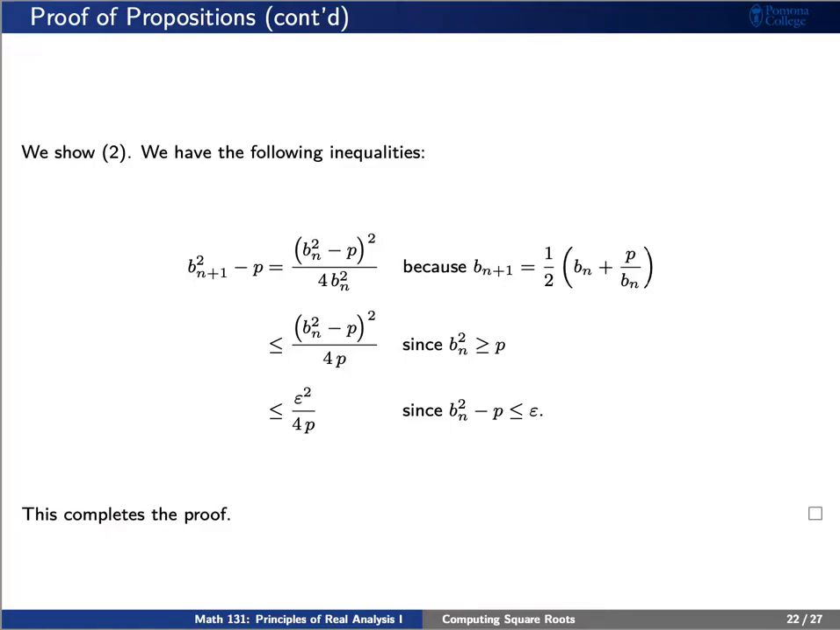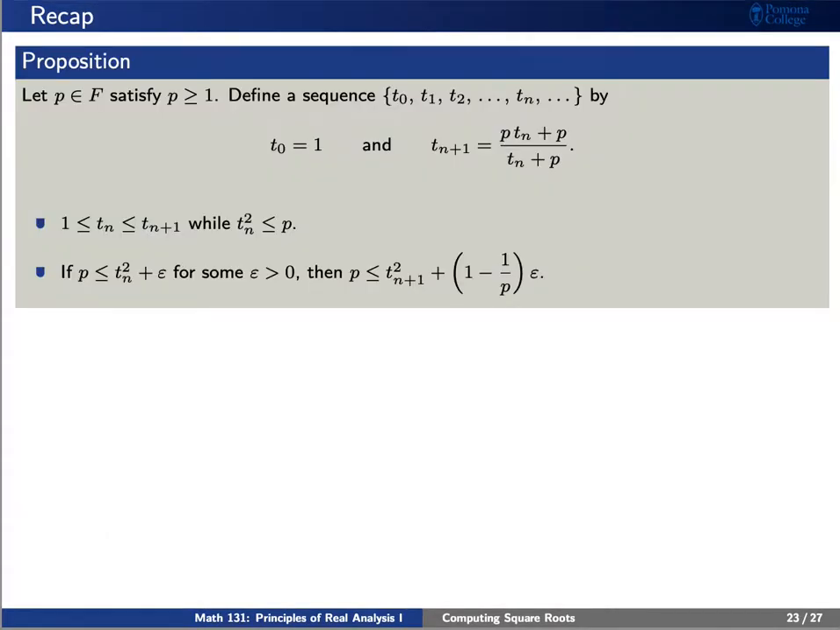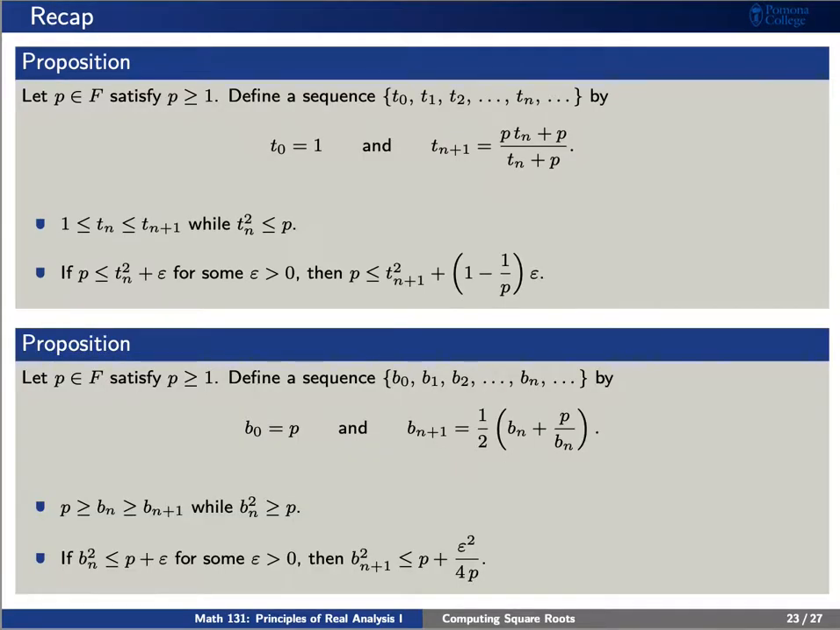This concludes the proof. As a recap, we now have two different sequences, one involving t's that is an increasing sequence, which terminates at the square root of p, and the second, we have a sequence involving the b's that is a decreasing sequence that terminates at the square root of p.